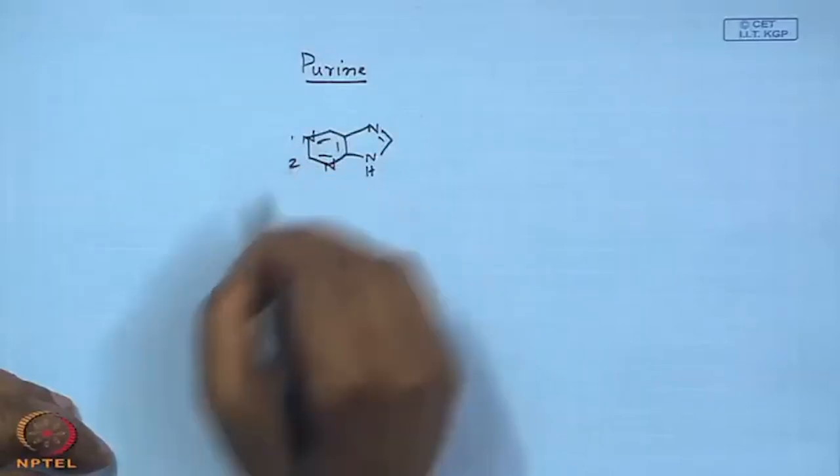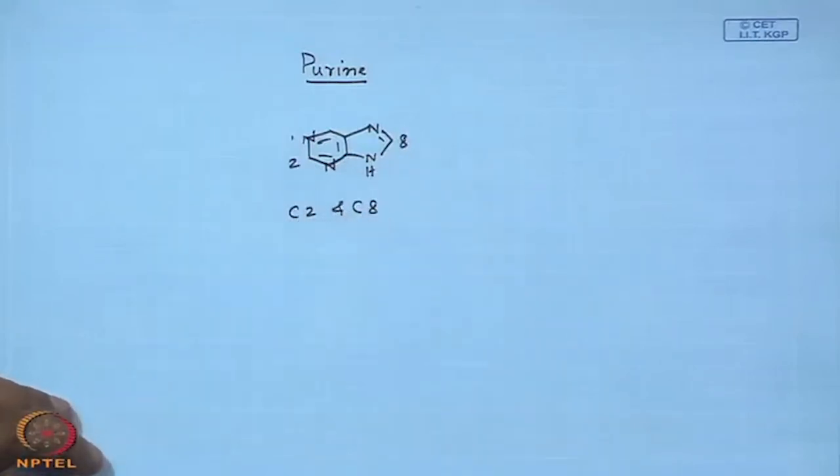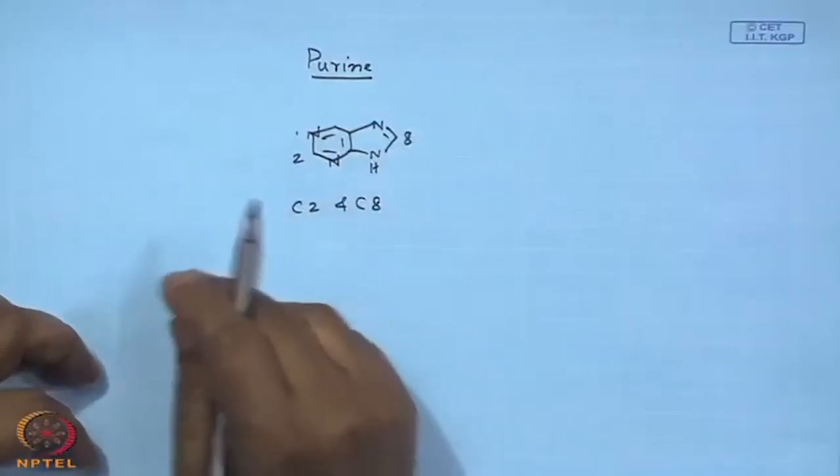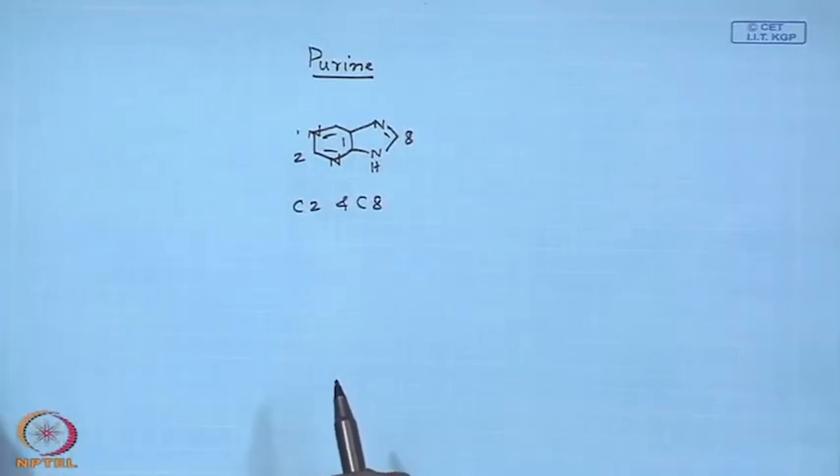The starting point here, if you remember, this is 1, this is 2. You have to look at C2 and C8. What does it tell you? This is how, whenever you start with a heterocyclic molecule, you have to look at the structural features first. Do you see any pattern? Do you see any similarity between the C2 carbon and an existing or other popular starting material?